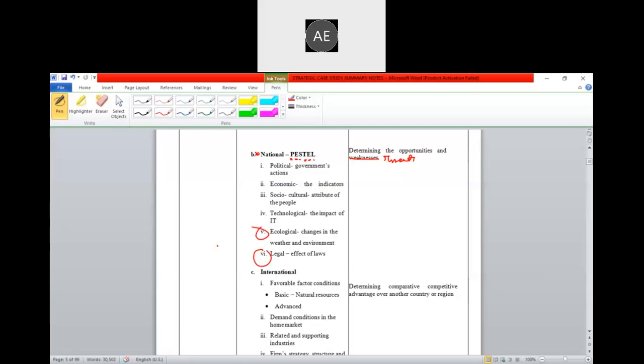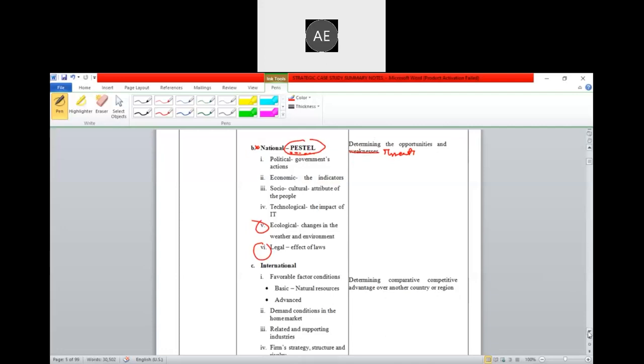So when you're asked to conduct a PESTLE analysis, it is all about identifying the factors: the political factors, the economic factors, the social factors, the technological factors, the ecological factors, and the legal factors. That may be an opportunity or that may be a threat. Right? So the appropriate framework used in analyzing the national environment is what? The PESTLE framework.